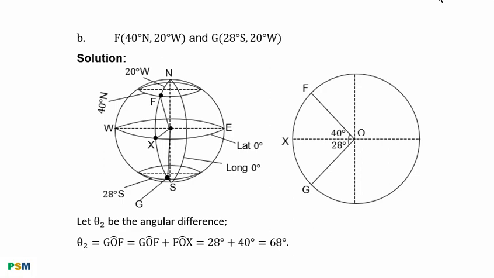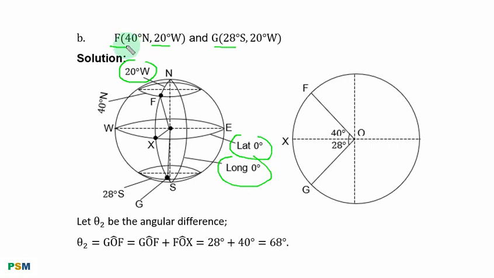B part of the problem, points F and G. To begin, you draw the Earth as a sphere, the two principal axes and the two reference points, latitude 0 degrees, the equator. Since the given longitude is to the west, let's draw the prime meridian, longitude 0 degrees to the east. So to the west, you have longitude 20 degrees west.